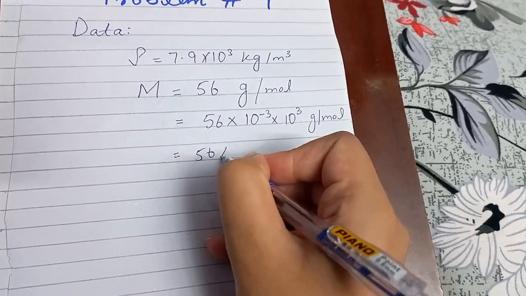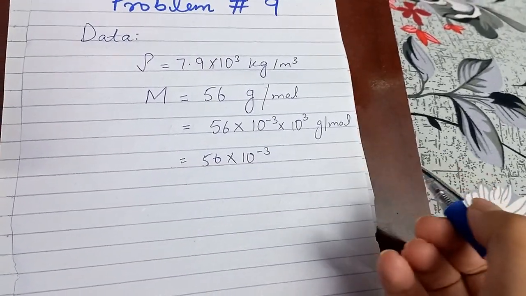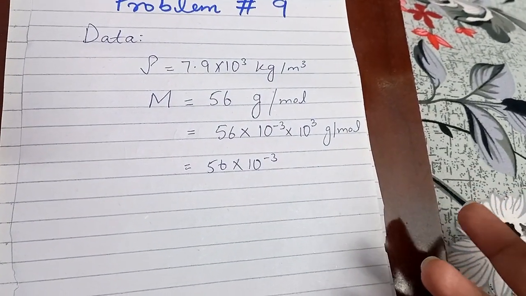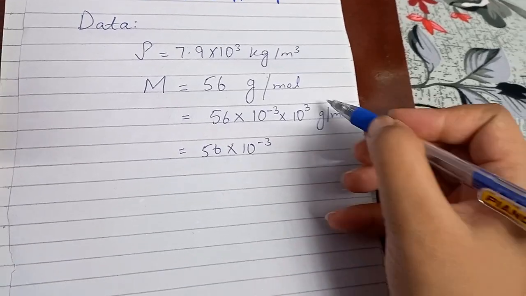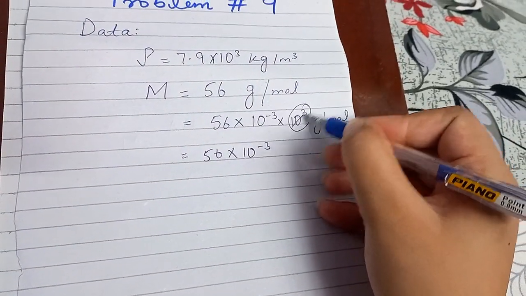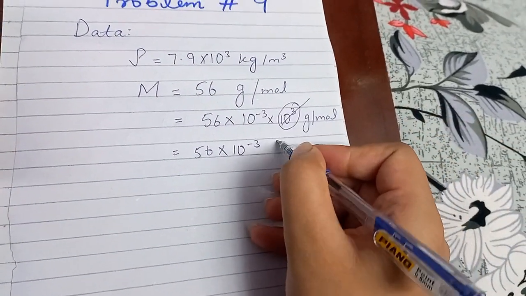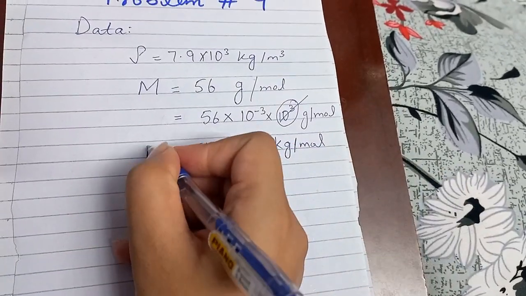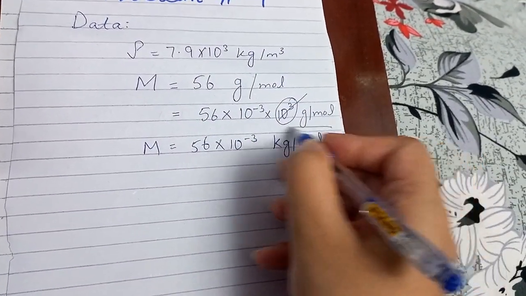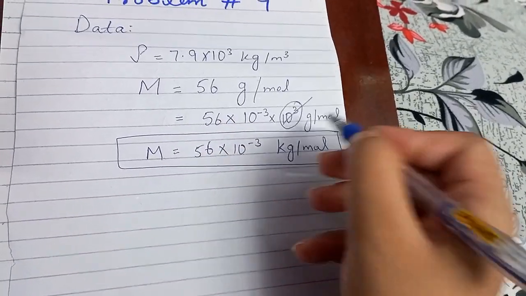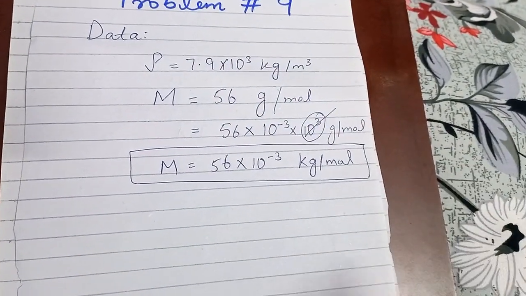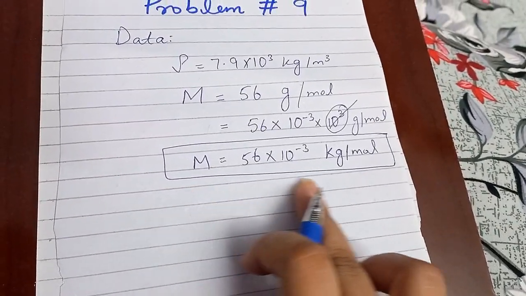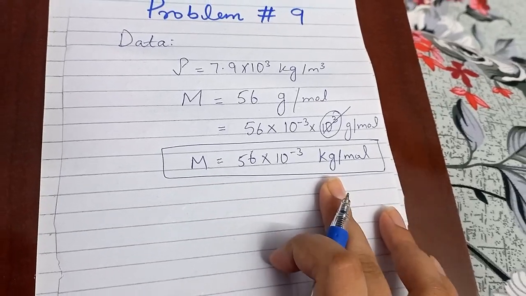Now we know that k means kilo, and it's 10 to the power 3 numerically. We'll write k in place of 10 to the power 3 here, so that we have kg per mole now. And this is the molar mass. Molar mass is atomic weight in other words. So we have converted it into SI units.